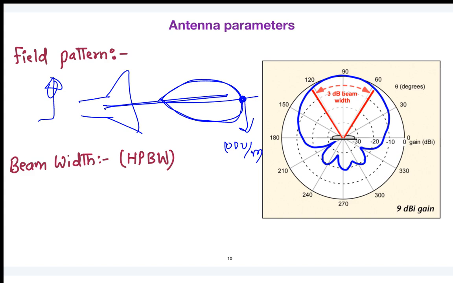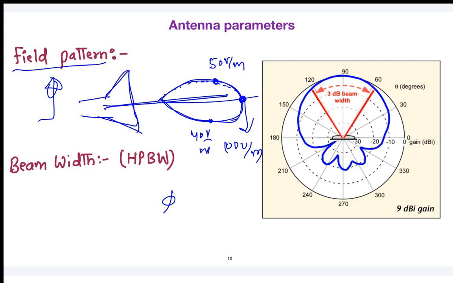And at this particular point, let us say some 50 volt per meter. And here it will be 40 volt per meter. So when you see the radiation pattern of this antenna, at each and every value of theta, or at each and every value of phi, you will get a different field strength. So what is the radiation field pattern?